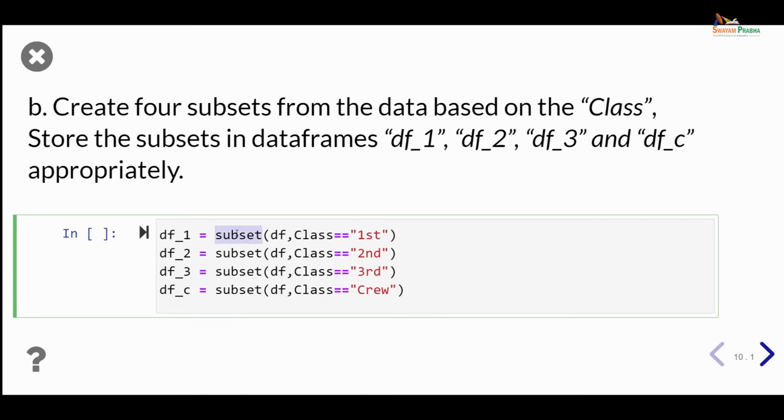You can use the subset function in order to subset the rows. The first argument should be the data frame name, that is df. The second argument should be the condition. Here class is the variable name and I am checking wherever the class variable has first as value, then I am going to save all those rows to a new data frame called df1. So basically it means that we are subsetting the first class passengers and saving it to df1, and we are also doing the same thing for the other classes, like second class passengers, third class passengers and the crew members. So now I have 4 different data frames which have the details of passengers class wise.